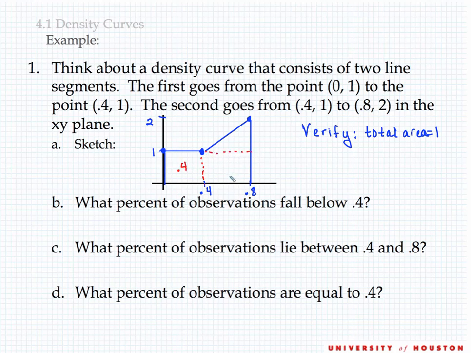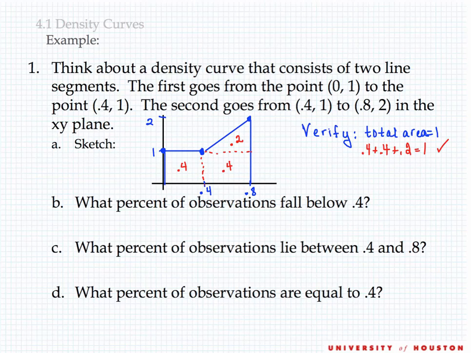If I draw another rectangle coming across here, again I have a width from 0.4 to 0.8 of 0.4 and a height of 1. So the area of this rectangle is 0.4. And then last we have this triangle whose height is 1, going from 1 to 0, and width is 0.4. Area of a triangle is 1/2 width times height, so this area is 0.2. So we have 0.4 plus 0.4 plus 0.2 gives us a total area of 1.